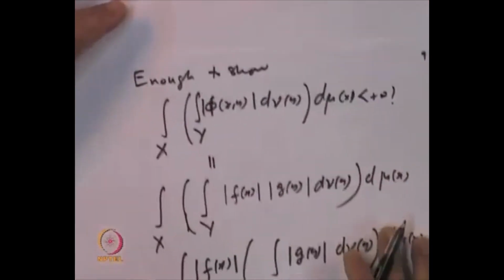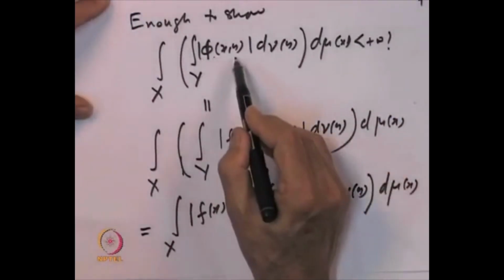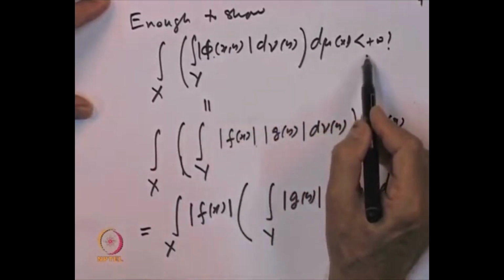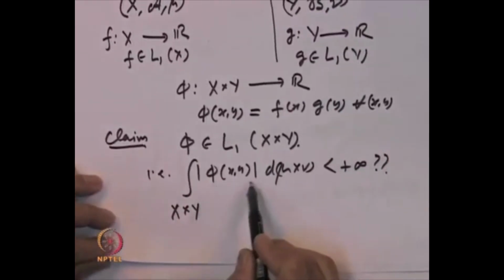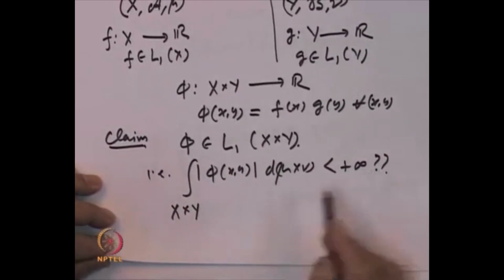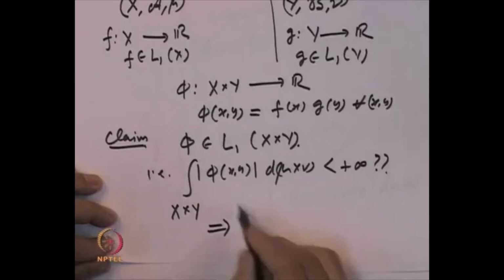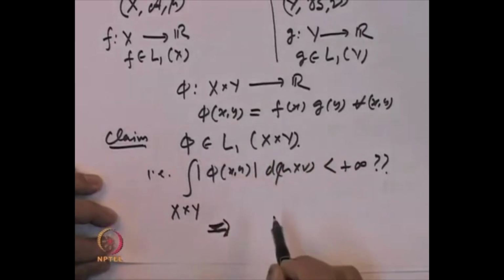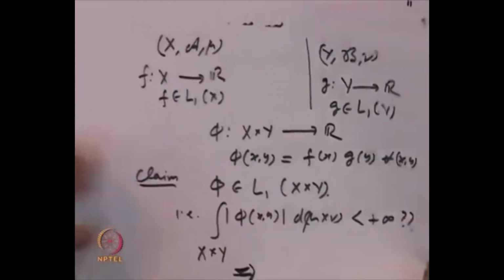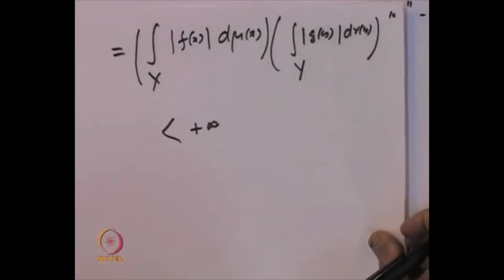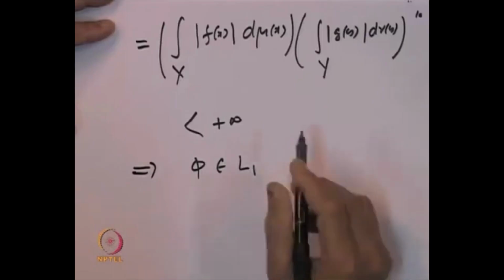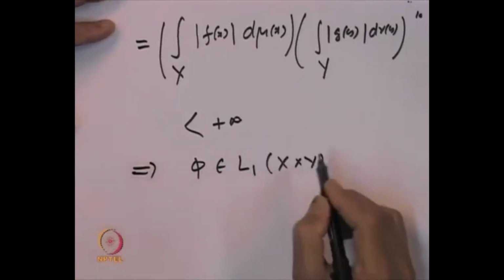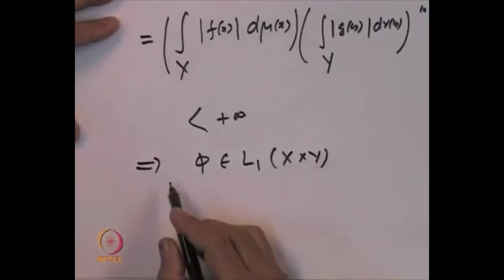So, what we have shown is that the iterated integral of mod of phi x y is finite. So, that just now we observed is equivalent to saying that the integral of mod phi x y is finite. So, this will imply that phi belongs to L 1. So, phi is an L 1 function. So, we have proved that this last thing implies that phi is L 1 on the product space x cross y. Because it is in L 1, Fubini's theorem is applicable.